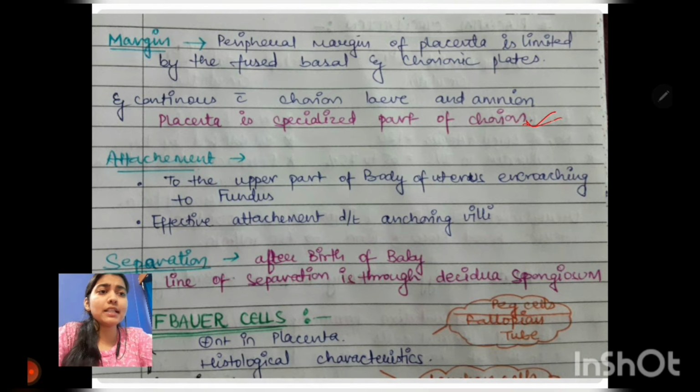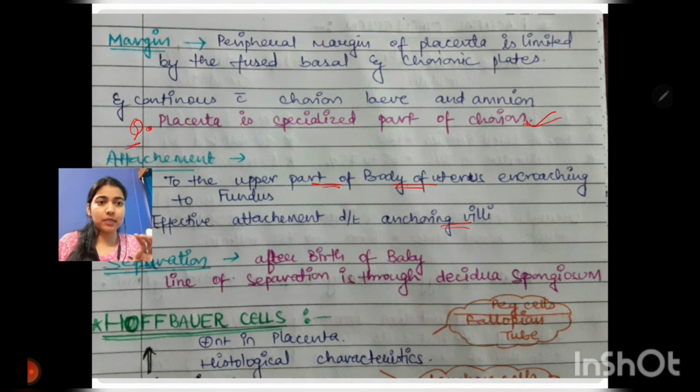Placenta is a specialized part of chorion. This is a very important line. Placenta is a specialized part of chorion, which is very special because it is a support system for the growing fetus. Its attachment is to the upper part of the body of uterus, encroaching to the fundus. An effective attachment is due to the anchoring villi.